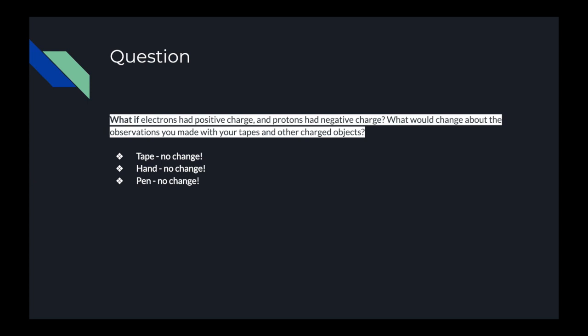While this is all true, some things that do change are their electric fields. Positive charges exert a force out while negative charges pull in. This would reverse the fields of the tape and the pin in the opposite direction.